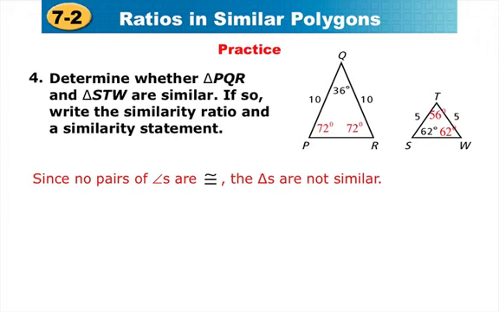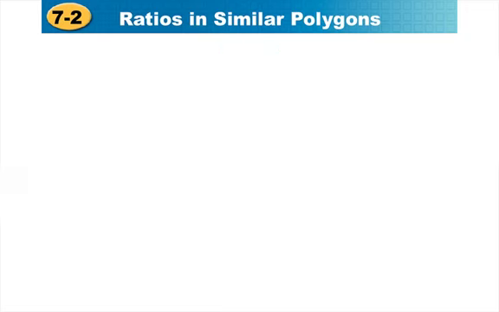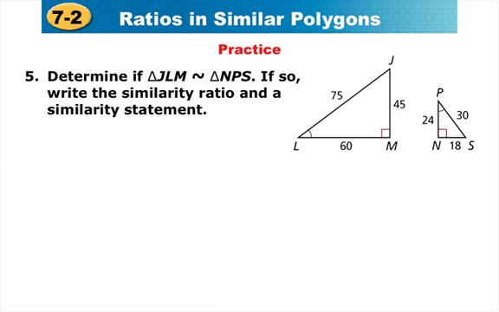Let's go to number 5, and this will be the last one. Here's number 5, the last one. Determine if triangle JLM is similar to triangle NPS. If so, write the similarity ratio and a similarity statement. So if you look at the angles, I have angle N is congruent to angle M because they're right angles. Angle L is congruent to angle P because it's given information, and S is congruent to J because of the third angle theorem. Now let's look at the corresponding side lengths.